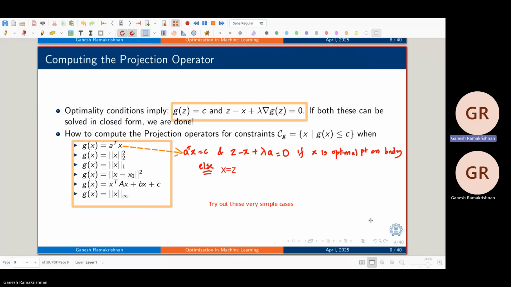Is this clear? So I hope you tried out. I mean, I spelled it out as homework. Please try out these very simple cases. What it will mean in each to project, just based on these necessary conditions.